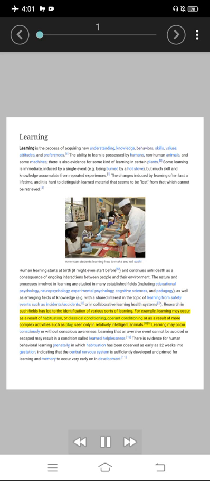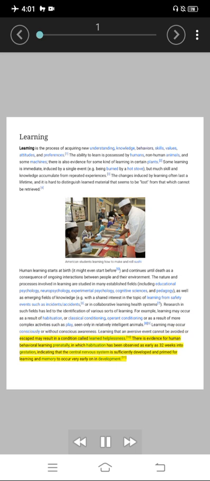For example, learning may occur as a result of habituation, or classical conditioning, operant conditioning, or as a result of more complex activities such as play, seen only in relatively intelligent animals. Learning may occur consciously or without conscious awareness. Learning that an aversive event cannot be avoided or escaped may result in a condition called learned helplessness.